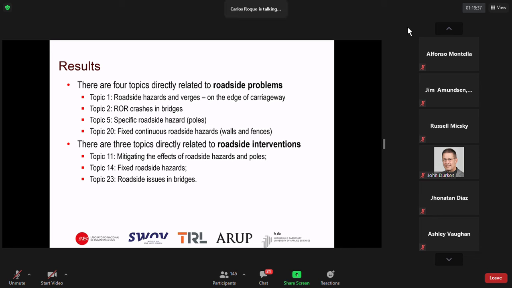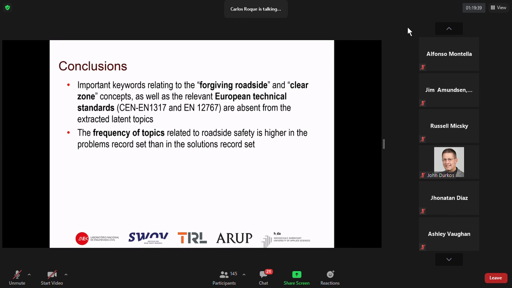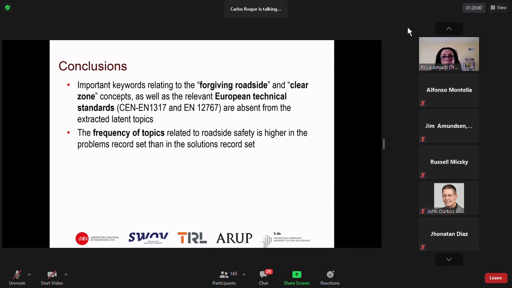So, to conclude, our results show that important keywords relating to the forgiving roadside and clear zone concepts, as well as the relevant European technical standards, are absent from the extracted latent topics. The absence of the clear zone term in those topics may reveal a lack of application of this concept in Irish inspection reports.